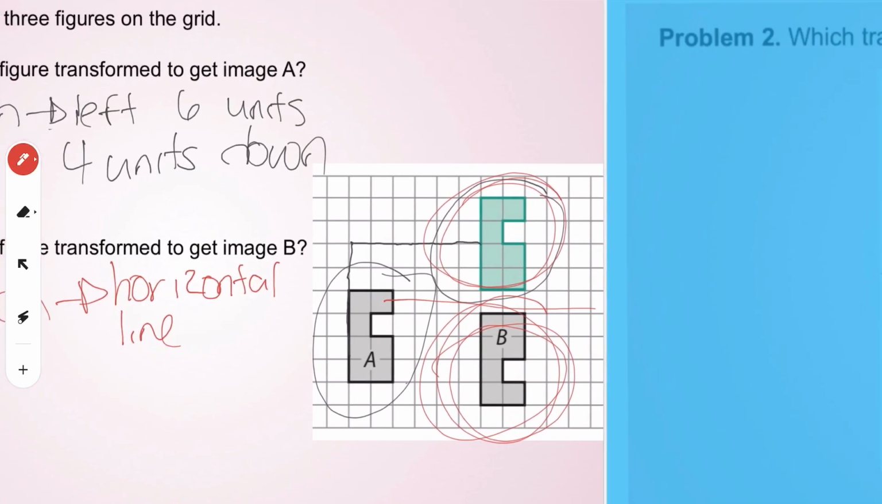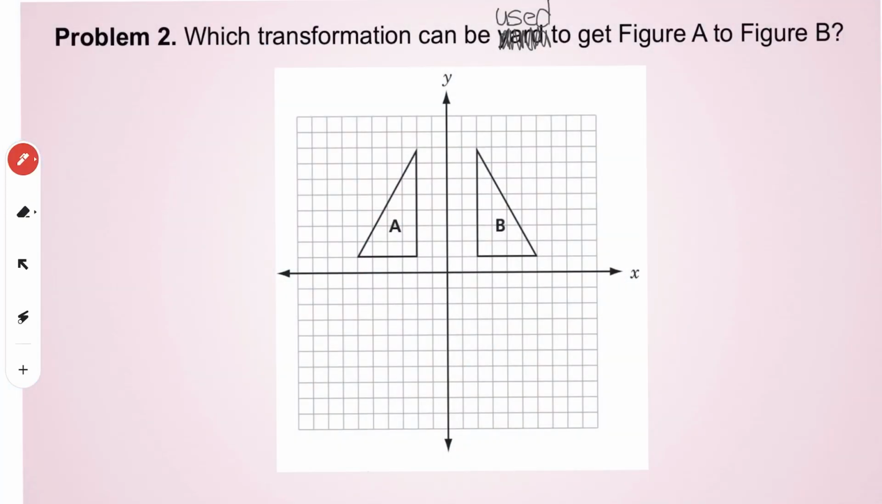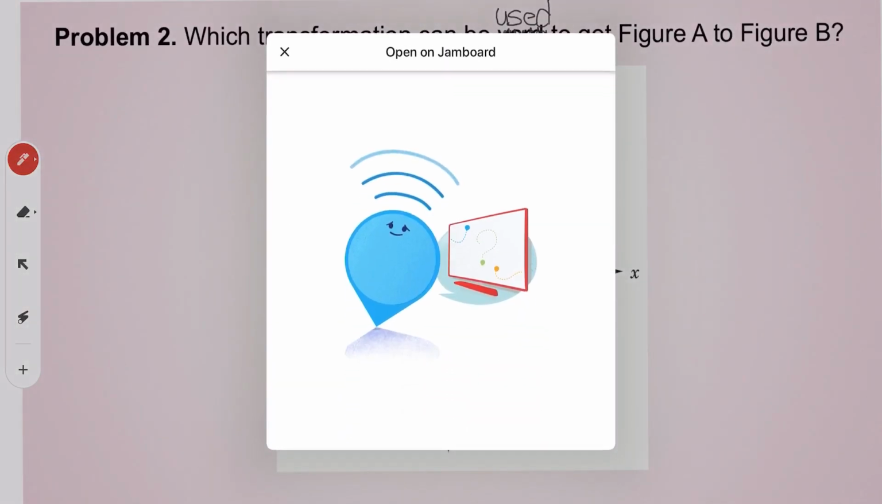All right. Here's your problem 2 of the day. Which transformation can be used to get figure A to figure B?